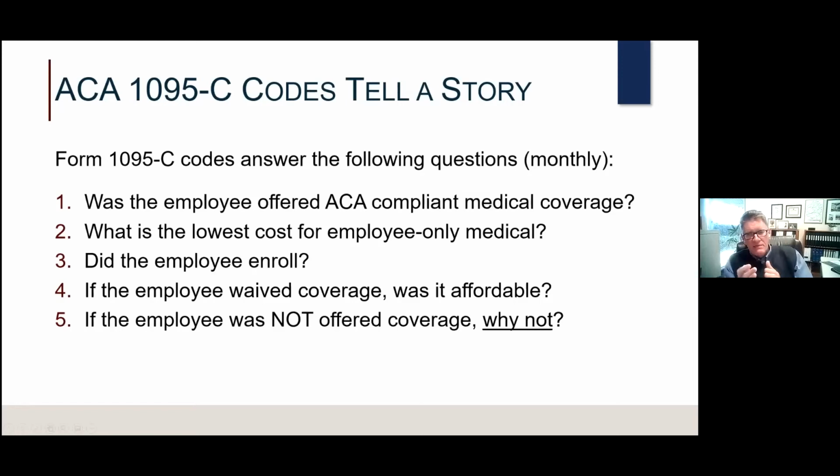The codes on the 1095-Cs each and every month of the tax year answer the following questions. Was the employee offered ACA compliant medical coverage? What was the lowest cost of coverage for employee-only medical? Did the employee enroll? If the employee waived coverage, was that coverage affordable? And if the employee was not offered coverage, why not? You're required by law to offer health care coverage to your full-time staff. So if you have any month of the calendar year where you're not offering coverage, you have to have a really good reason why that coverage is not being offered. And we're going to talk about that when we look at the actual codes.